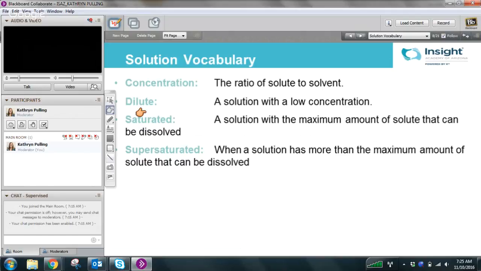Something that has a low concentration, we call a dilute solution, whereas a solution that has lots and lots of the solute, and in fact, if it gets to that point where it has the maximum amount of solute that substance can actually hold, we call it saturated. Right, so it's completely full. If you were to add more, it wouldn't dissolve.